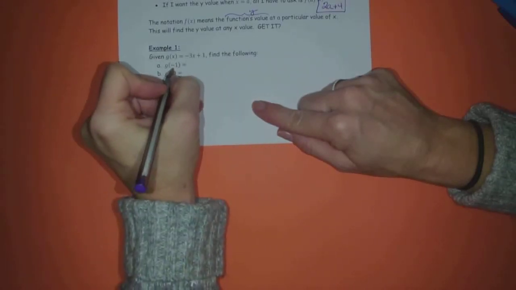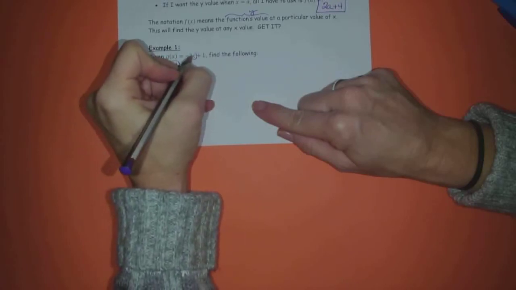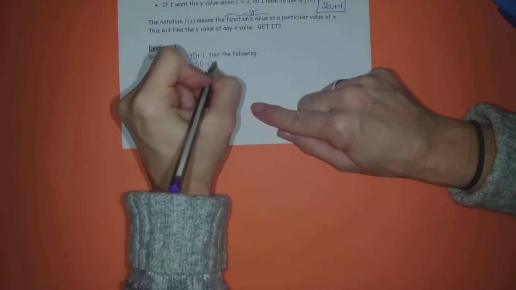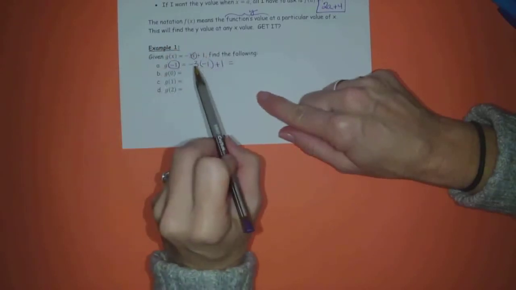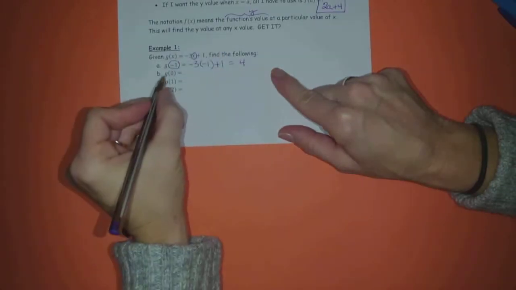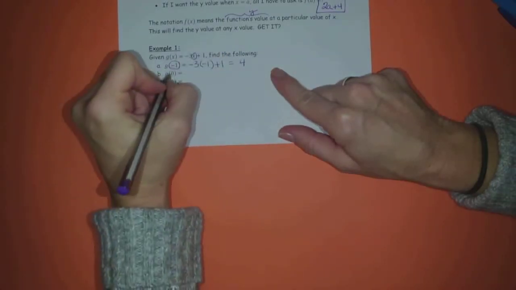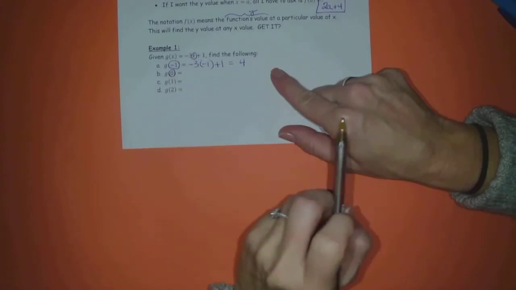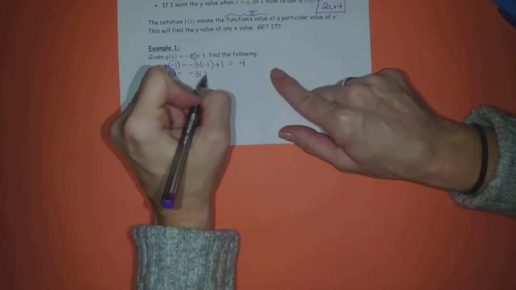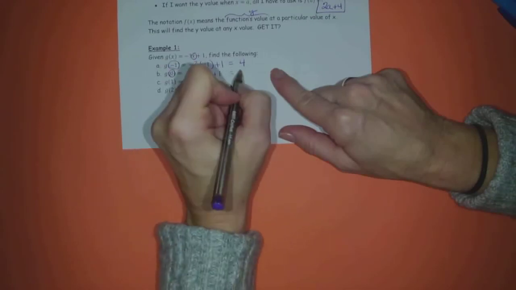So I'm just going to take negative 1. I'm going to fill it in for this x. So negative 3 times negative 1 plus 1 is going to be positive 3 plus 1, which is 4. And g of 0, that means what's the y value when x is 0? So I'm going to plug that in for x. Negative 3 times 0 plus 1 is 1.